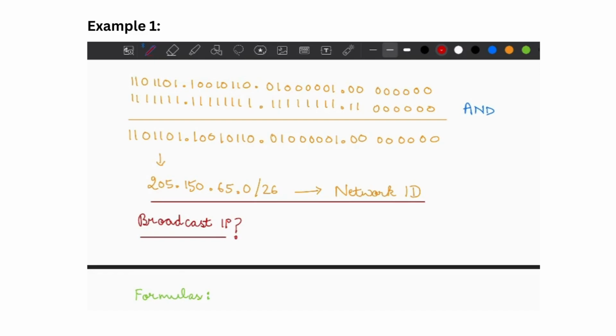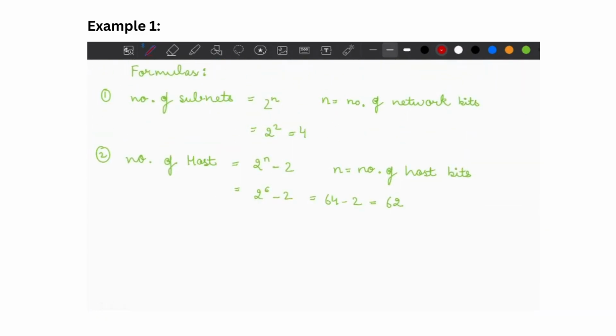Network ID is the first one. So the host address range will start from, as we can see, the number of hosts are 62. So the first one will begin from 205.150.65.1 till 205.150.65.62, and broadcast IP, as discussed earlier, is the last one.